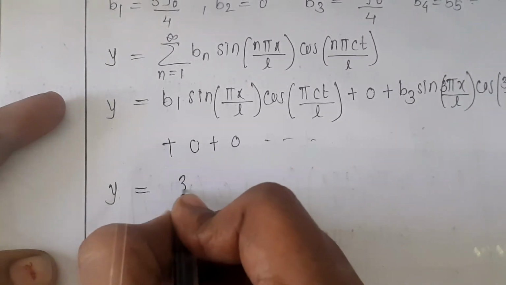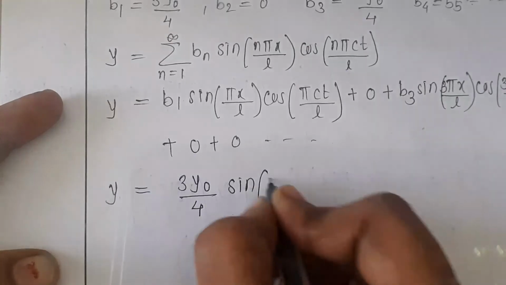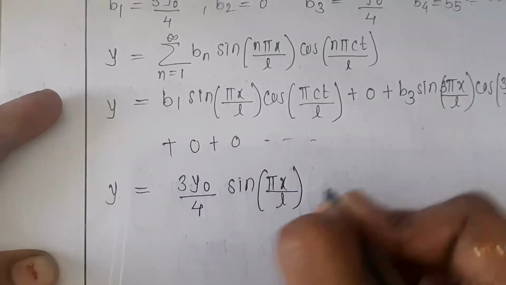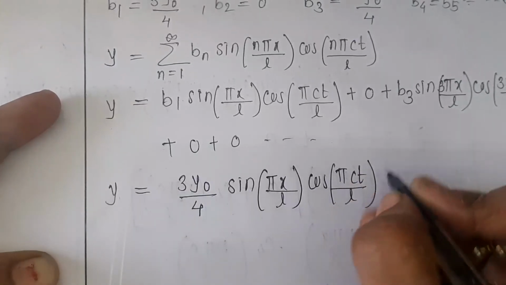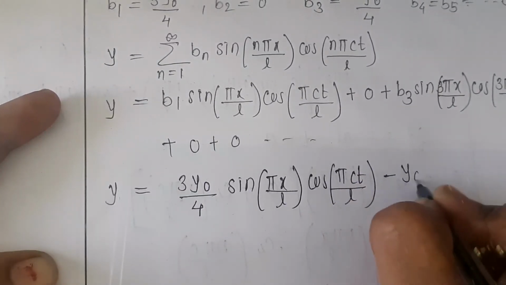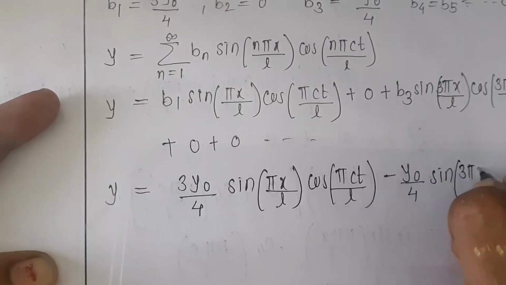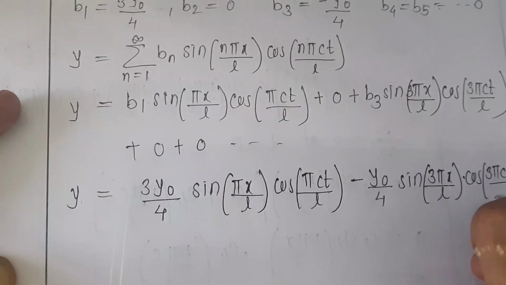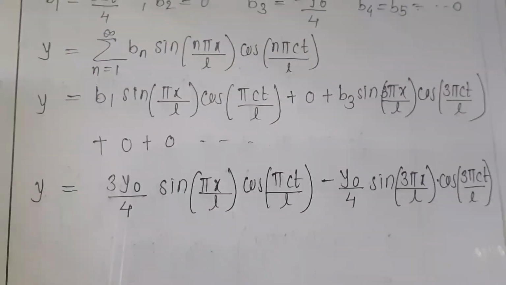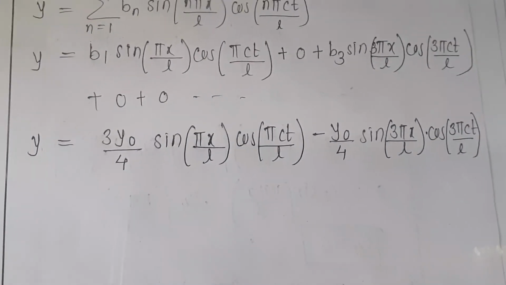B1 is 3y0 by 4 multiplied by sin of pi x by L multiplied by cos of pi ct by L, plus minus y0 by 4 sin of 3 pi x by L multiplied by cos of 3 pi ct by L. So this is the final solution for y, which we have obtained by using all the conditions.